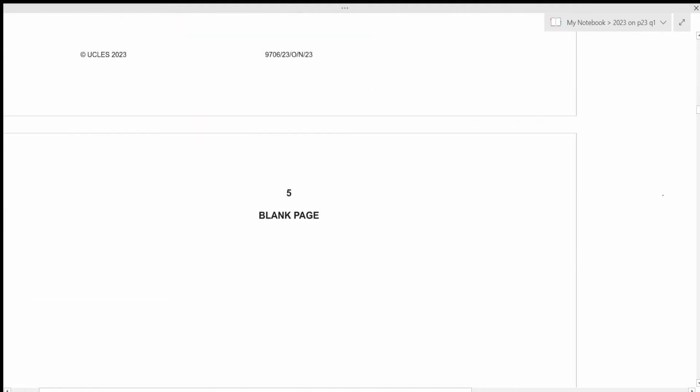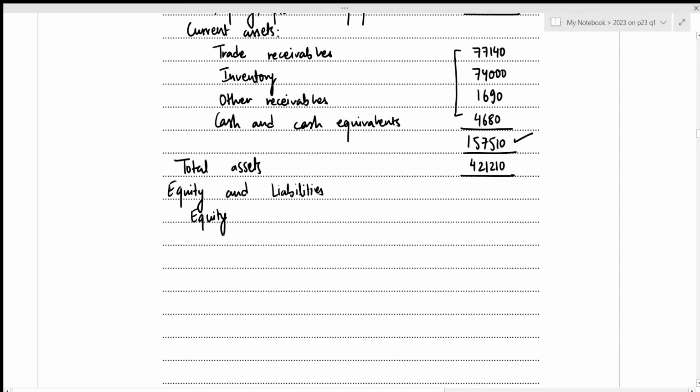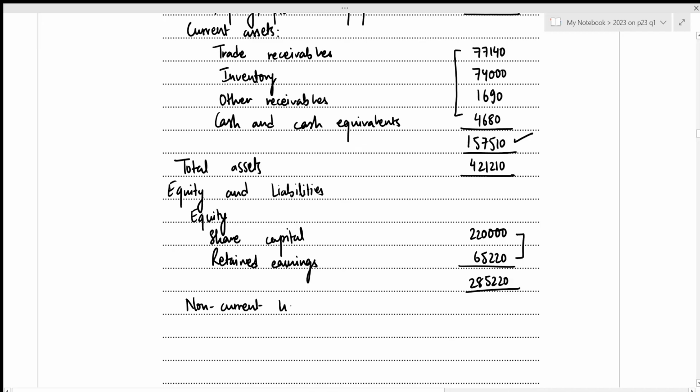Let's write it down. Okay, we have our share capital of 220,000, and we have our retained earnings of 65,220. Let's figure out the total. That will be 285,220. Now we can move towards the non-current liabilities section. And I think the only non-current liability we have is the 8% debenture.